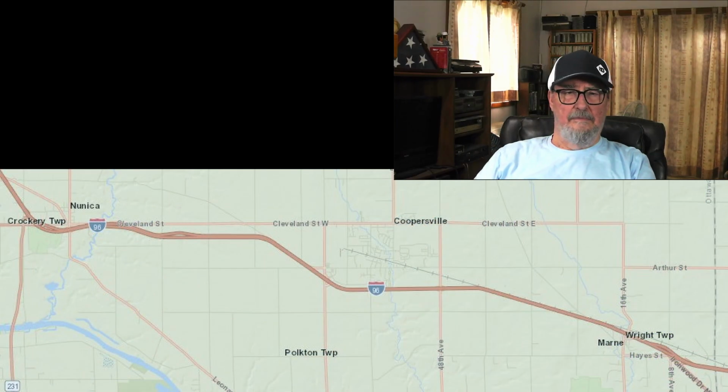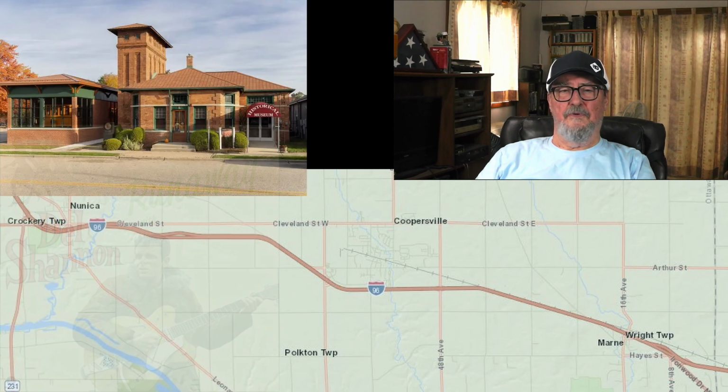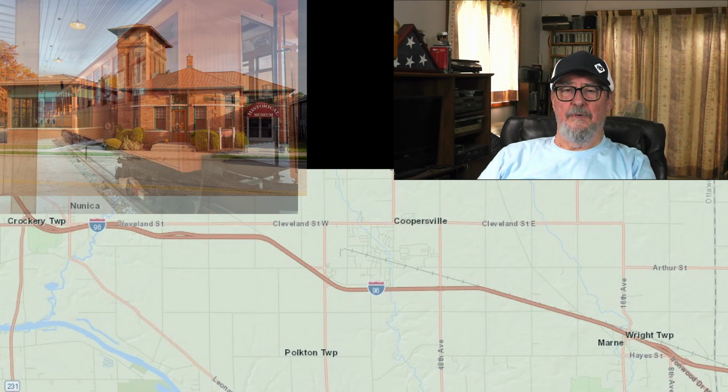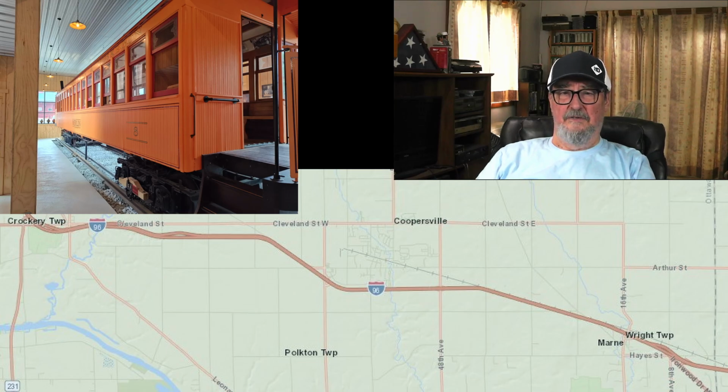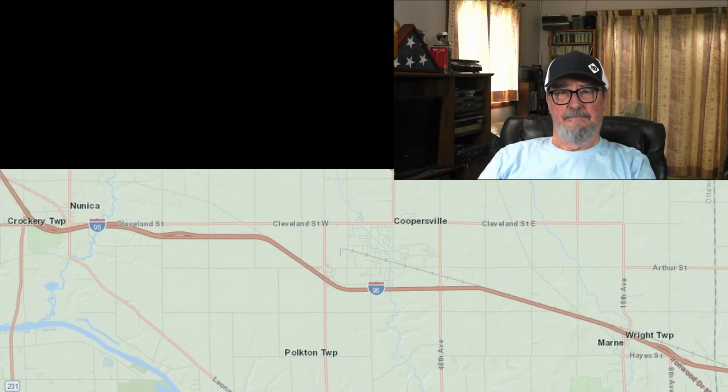On to Coopersville, home of Charles Westover, better known by his stage name of Del Shannon. His Runaway was a monster hit in 1961. Along with a large exhibit of Shannon's life, the Coopersville Historical Museum also houses a restored interurban car from the early 1900s. And close to home, Old Maud ran between Saline and Ypsilanti, Michigan, during the same period.